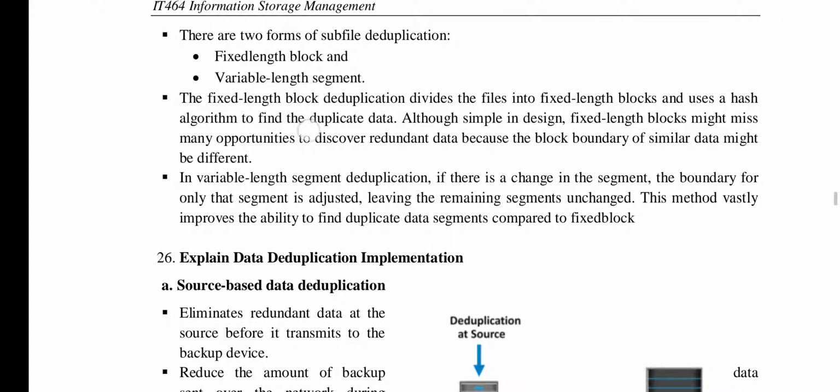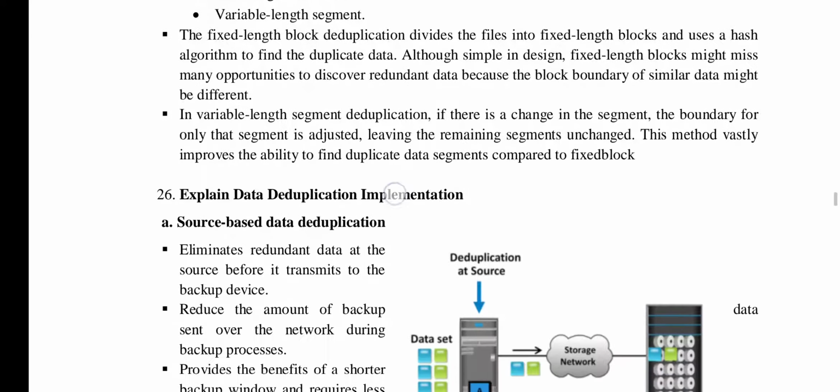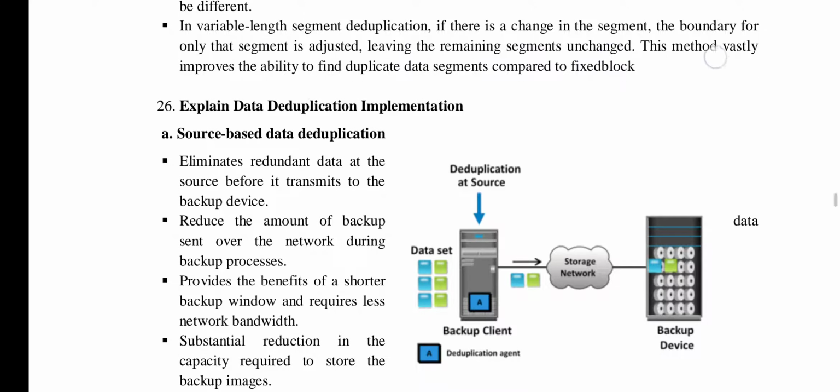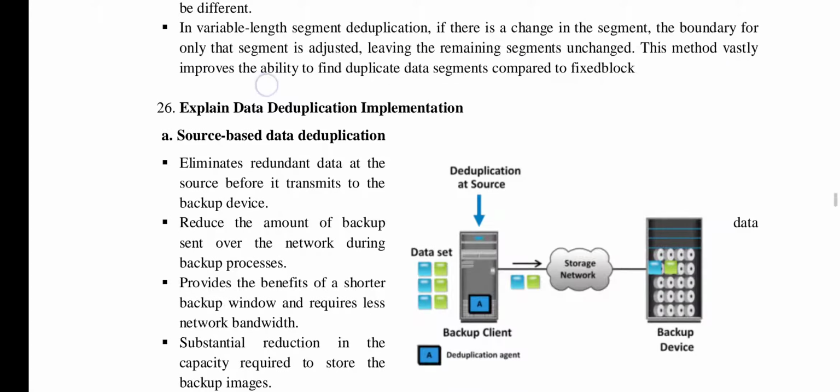Fixed length block deduplication divides the file into fixed length blocks and uses a hash algorithm to find duplicate data. So this might miss opportunities to discover redundant data because it checks only fixed length. Now in variable length segment deduplication, if there is a change in a segment, the boundary for only that segment is adjusted. So it checks more than the fixed ones. So it is better than the previous.